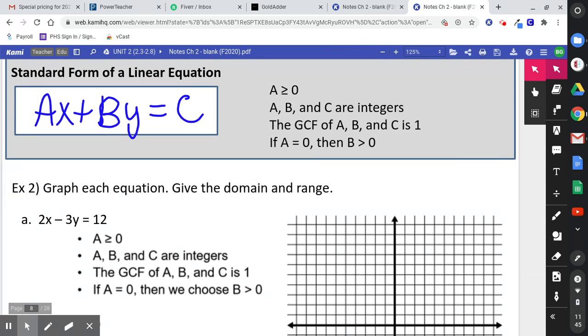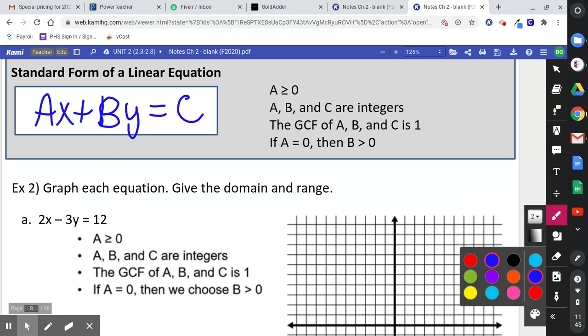So when we talk about standard form, ax plus by equals c, you've got all these extra little things you have to consider. A is greater than or equal to 0. A, B, and C are integers, not fractions or decimals. The greatest common factor of A, B, and C is 1. Basically, that means the equation is reduced. And then if A equals 0, then B is greater than 0. If you take the first two little bullet points together, basically what that says is the first number you see is going to be positive. That's all that says. The first number is going to be positive, whether it's A or B, it's got to be positive.